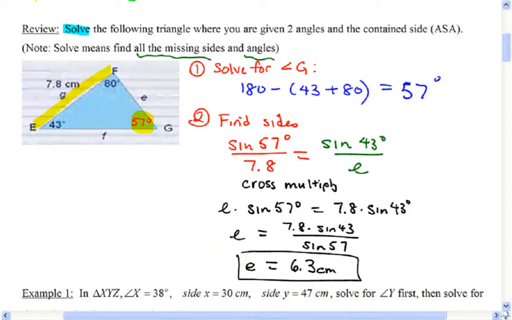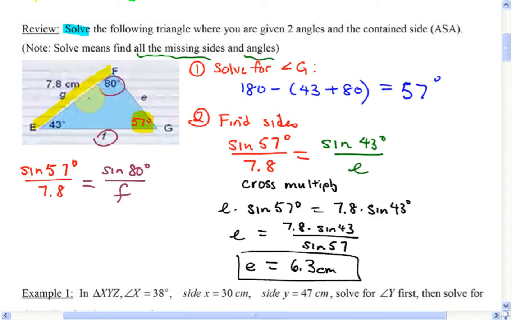So go ahead and find the other side. Hopefully you have some space. I will say, let's do sine 57 over 7.8. And in this case, I will make it equal to, can someone help me out? Sine 80, good. And that relates to the side F.